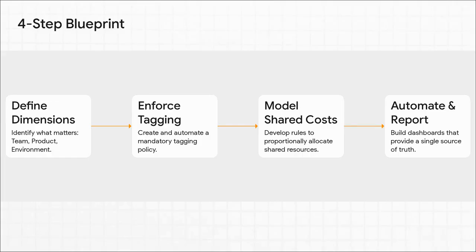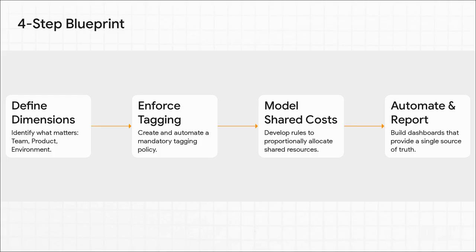We're going to break this down into 4 key steps. First, we define our business dimensions. What are the lenses you want to see your costs through? Is it teams, products, environments? Second, we lay down the law with a rock-solid tagging strategy, and I mean mandatory, no exceptions.